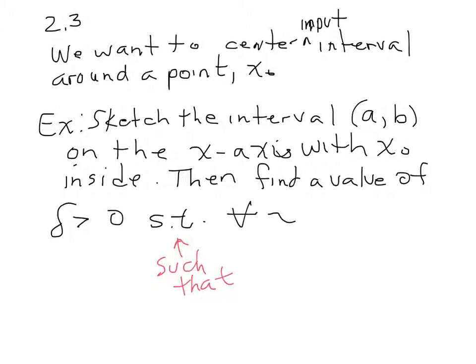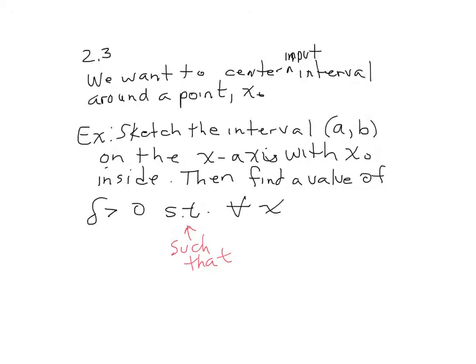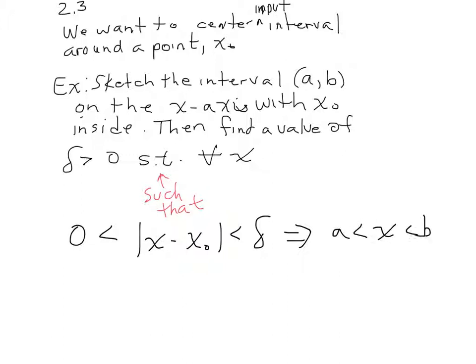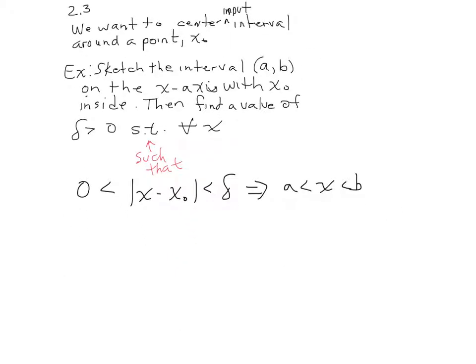For all x, we have this definition. The absolute value of x minus x naught less than delta implies that we keep our x within this interval. So all this says is we're going to have some interval, some low value to some high value, and we want to be sure our point of interest, our x naught, is in the interval, but we also want to center it.